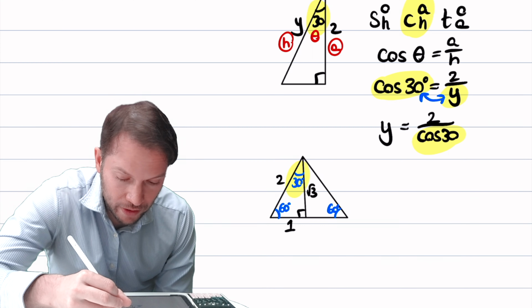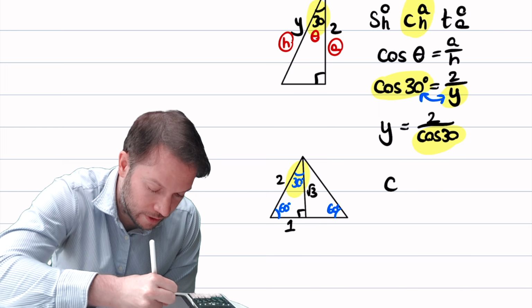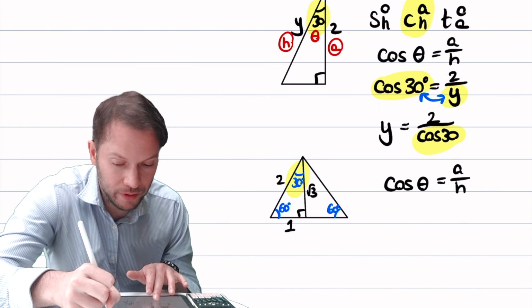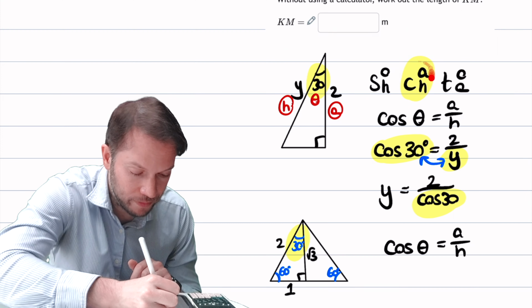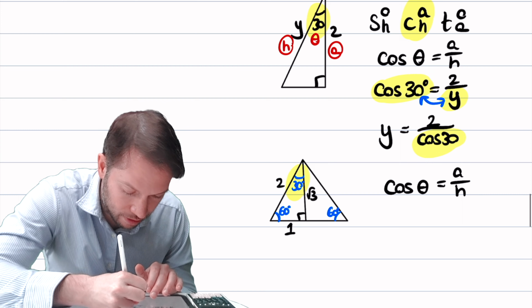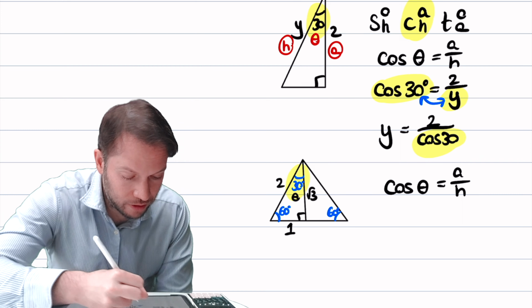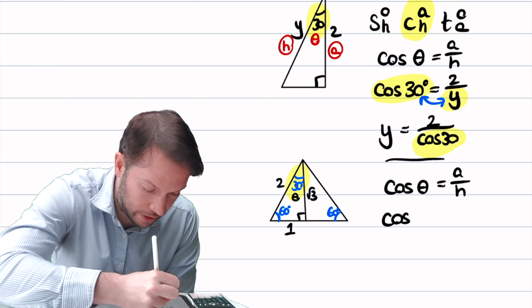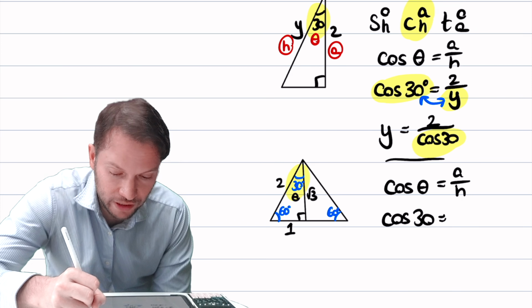And remember that cos of theta is equal to A over H. We saw it earlier from here, right? So we're trying to find cos of theta. The theta here is the angle of interest of 30. So if we substitute in, we've got cos of 30 is equal to the adjacent.